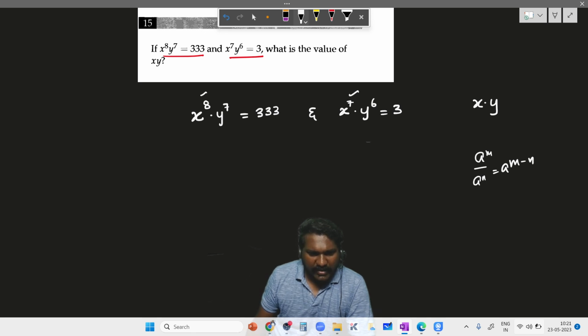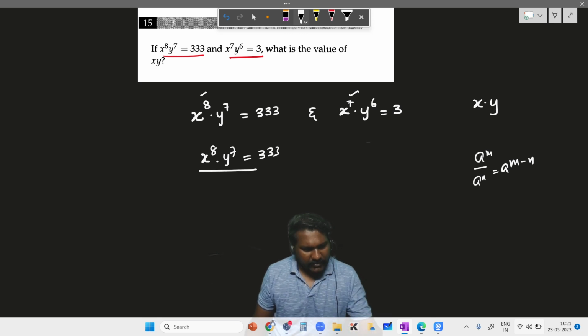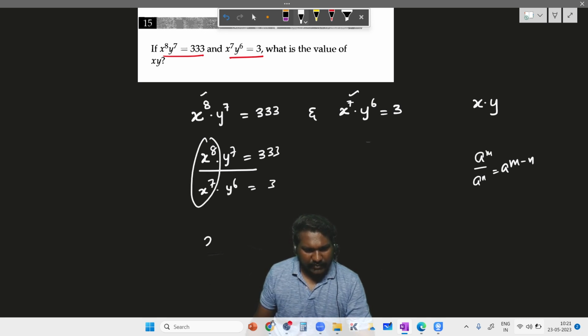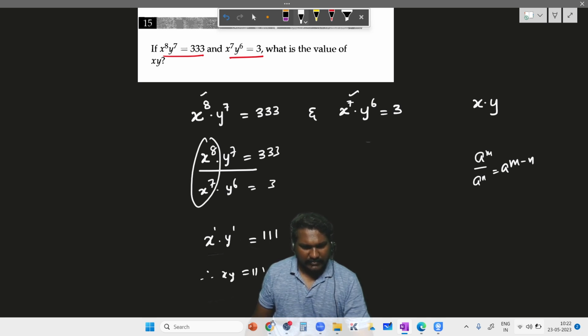In the same way, x power 8 into y power 7 is equal to 333, divided by x power 7 into y power 6 is equal to 3. Then that will become x power 1 into y power 1 is equal to 333 by 3, which will become 111. So therefore xy is equal to 111, right?